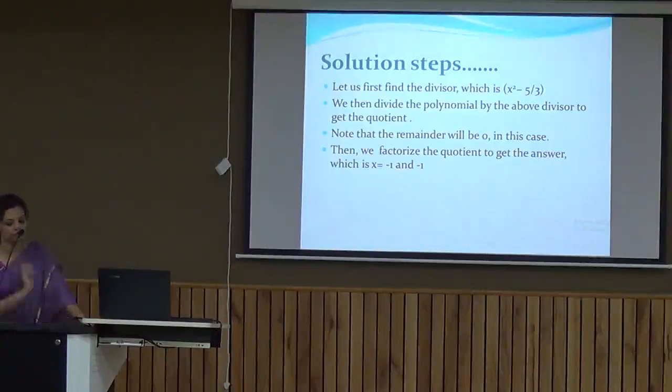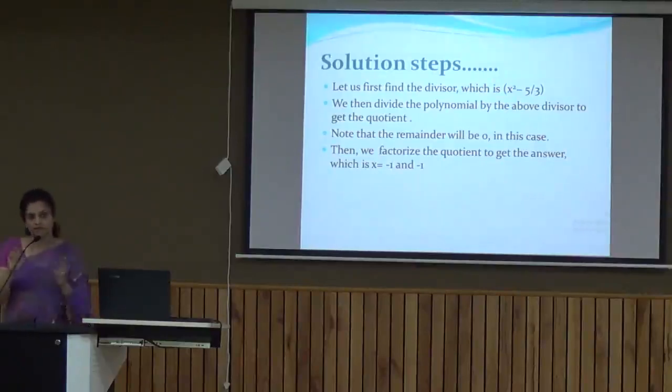Then we factorize the quotient to get the answer, which is x equal to minus 1 and minus 1. See, both the factors are the same. Now remember, when both the factors are the same, one common error that students make is that, because the factors are the same, they simply write x equal to minus 1. No, you need to write all the values even though they are the same.